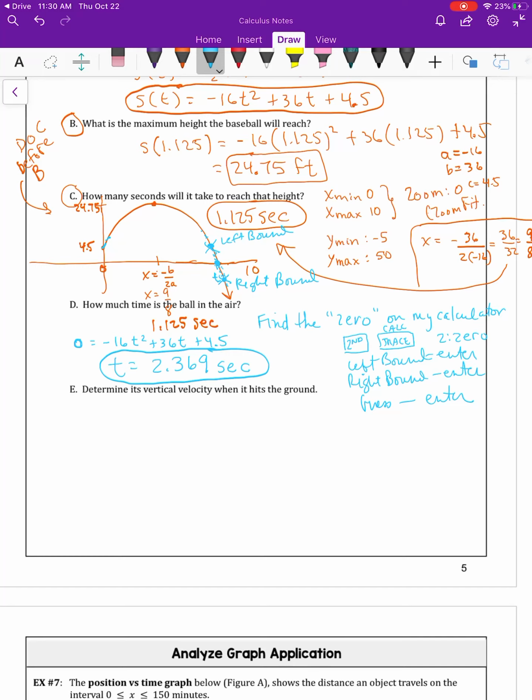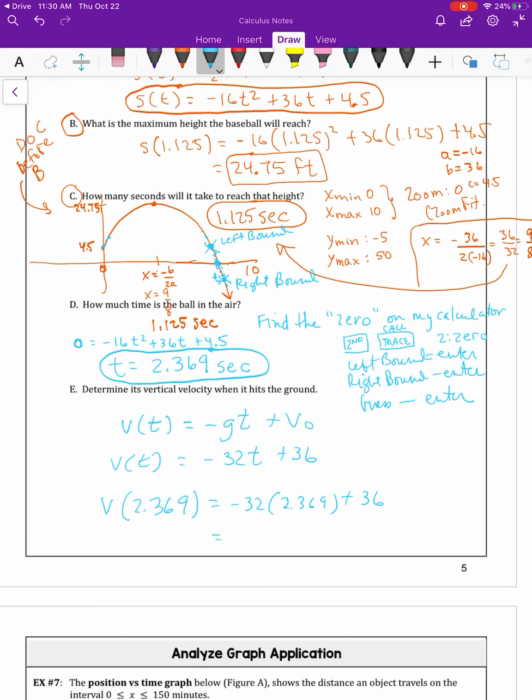And then part E, determine its vertical velocity when it hits the ground. So we're going to take that velocity equation, negative g times t plus v sub 0, and it's going to be negative 32 times t plus 36. That's going to be our vertical velocity. And so I want to find v of 2.369 because it said, what is it when it hits the ground? Well, it hits the ground at that second. So that's going to be negative 32 times 2.369 plus 36.